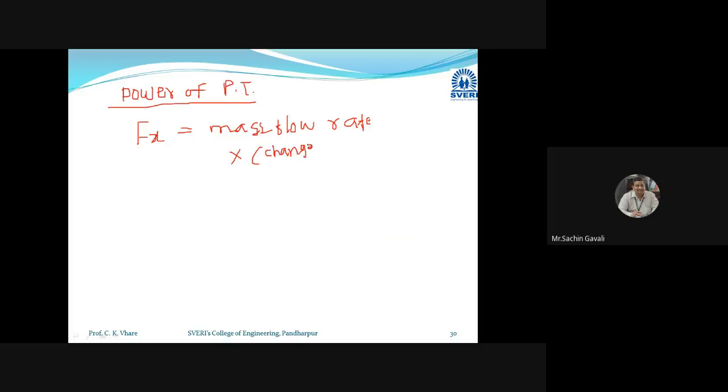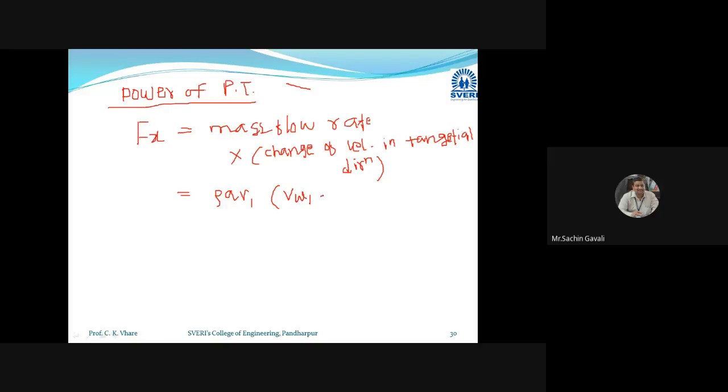Change of velocity in tangential direction. Okay. And force is equal to what? Mass flow rate is equal to what? Rho A V1, because it is inlet, into change of velocity in tangential direction, meaning which one, the x direction. The tangential components in the x direction are VW1.